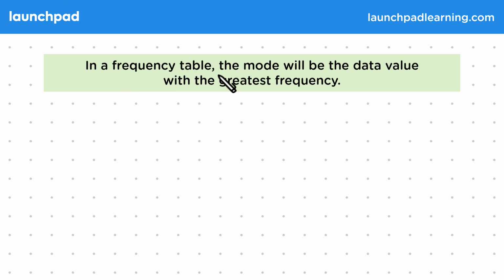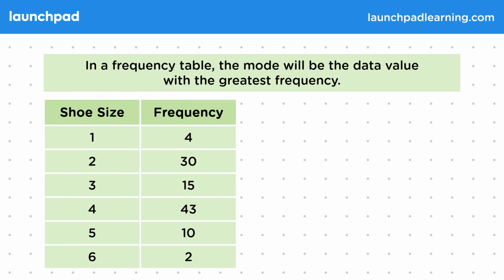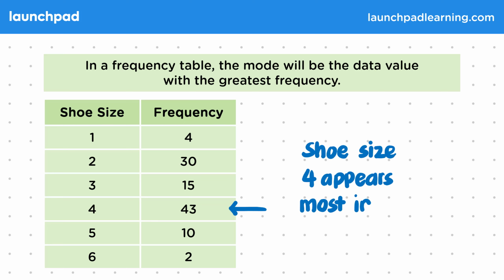In a frequency table, the mode will be the data value with the greatest frequency. This is a frequency table. These list data values against the number of times they appear. This value just here is the mode. This is because shoe size 4 appears most in the dataset. A frequency of 43 is greater than any of the other frequencies in the table.